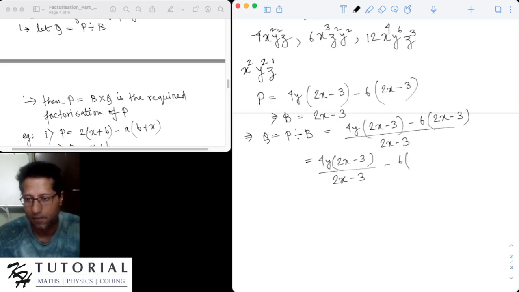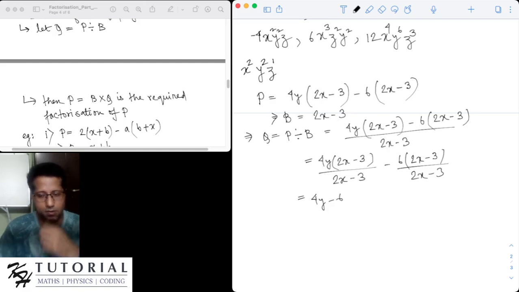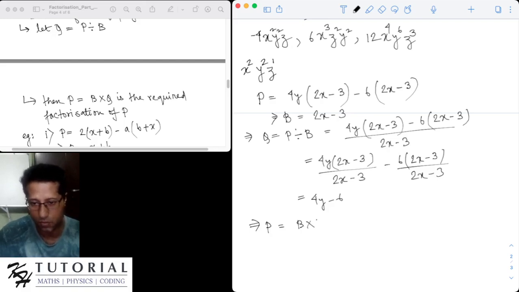Okay, so we have 2x minus 3 divided by 2x minus 3. Now, as you can see, this will be 4y minus 6. So q, which is the original polynomial divided by the common factor binomial, is 4y minus 6. Hence, we can now express p as a product of two algebraic expressions, that is b into q, which is 2x minus 3 multiplied by 4y minus 6.